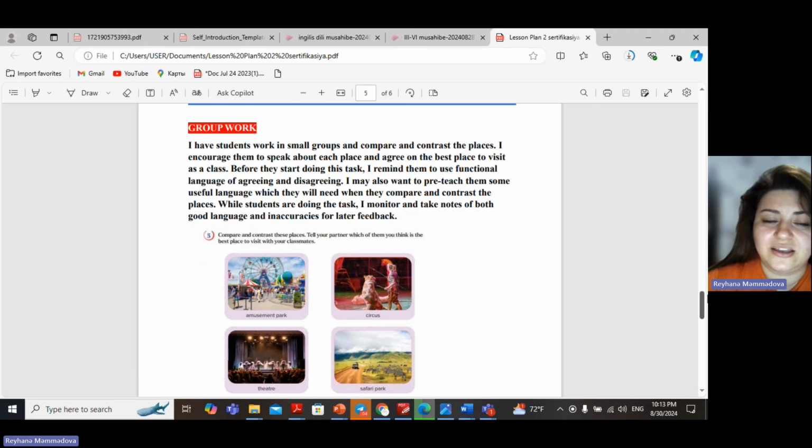My next task: I have students work in small groups and compare and contrast their places. I encourage them to speak about each place, and they agree on the best place to visit as a class. Before they start, I remind them to use functional language of agreeing or disagreeing. I may also want to pre-teach them some useful language which they will need when they compare and contrast the places. While students are doing the task, I monitor and take notes of both good language and inaccuracies for later feedback, and I try to give my students constructive feedback.